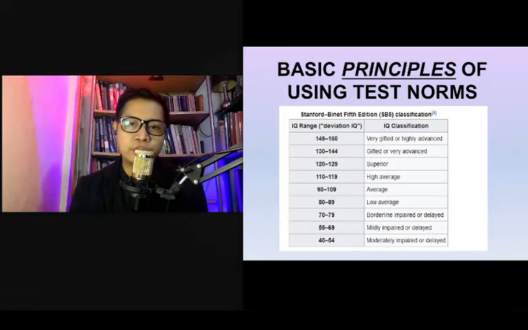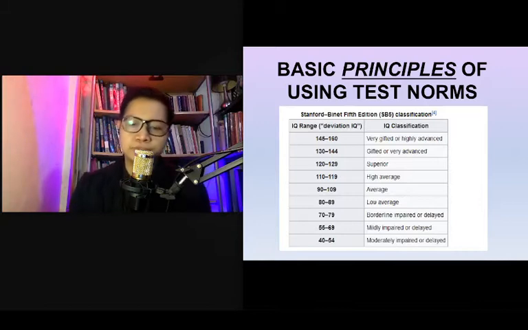Is it average, high average, superior, low average, borderline, mildly impaired? And that is important. Dapat alam natin yung ibig sabihin ng raw score because that will help us determine kung ano yung dapat nating aksyon na gagawin given the meaning of that raw score. Bibigyan mo ba siya ng scholarship? Kailangan ba niya ng remedial? So on and so forth.